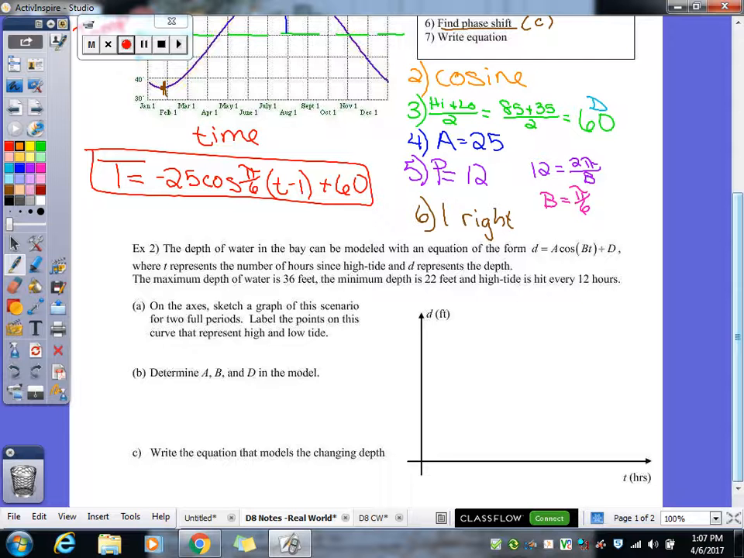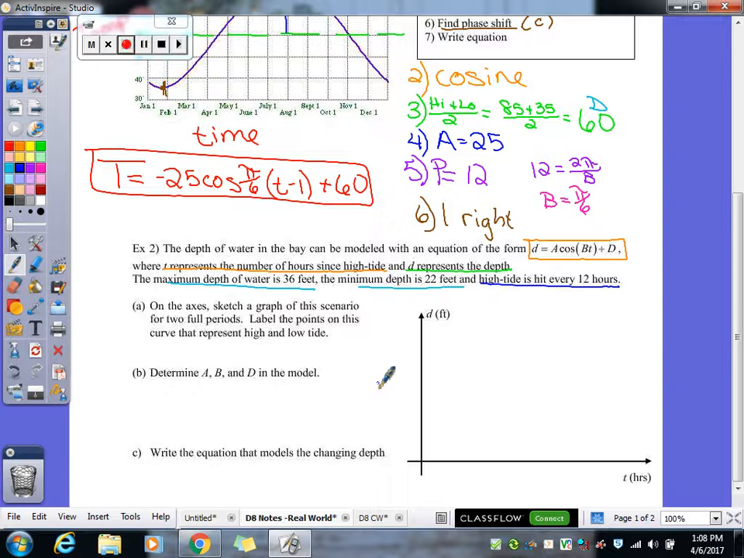So our next one, example 2: the depth of water in the bay can be modeled by an equation in the form of this, little d equals A cosine B of T plus D, where T represents the number of hours since high tide, and D represents the depth. The maximum depth of the water is 36 feet. The minimum depth is 22 feet. High tide hits every 12 hours.